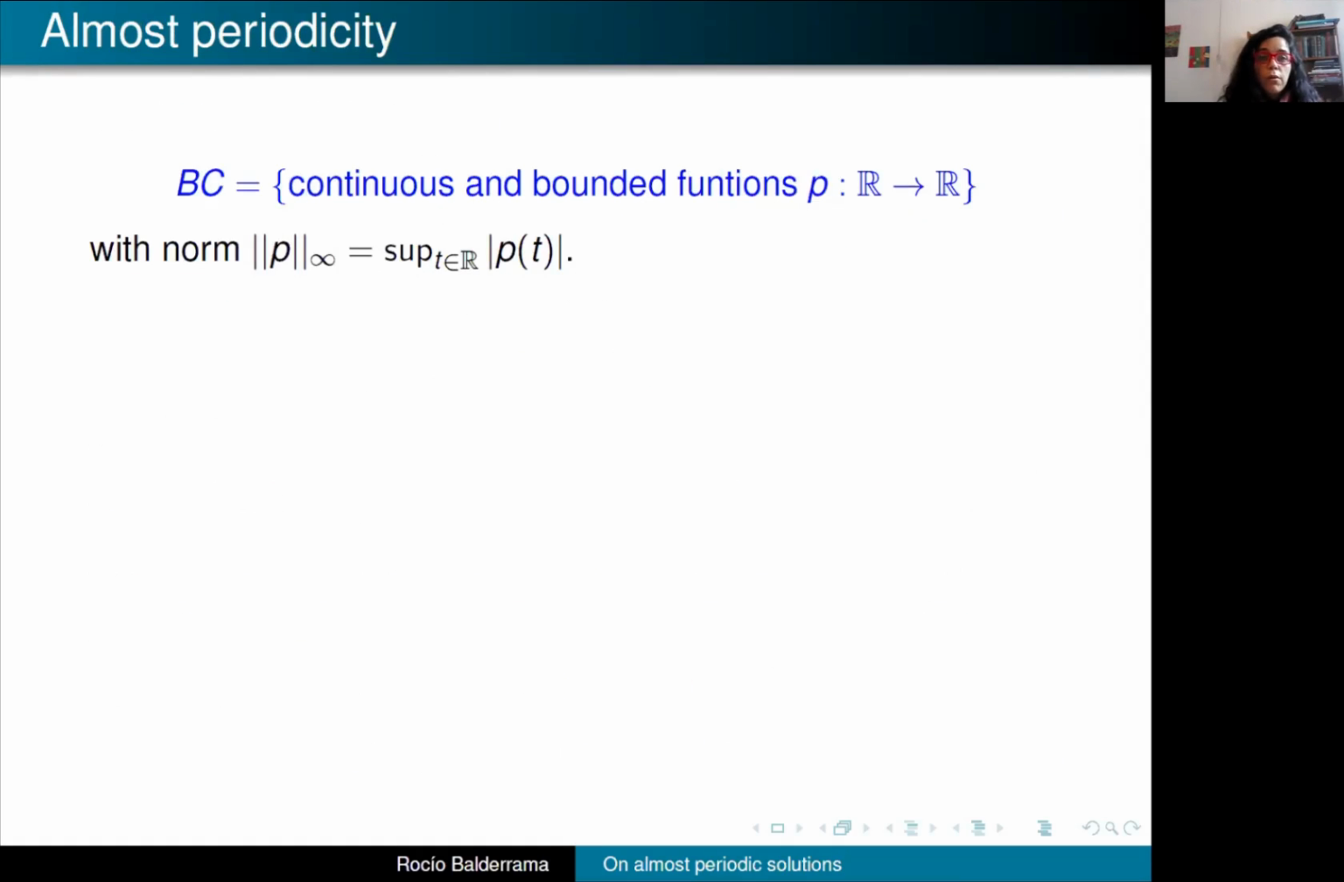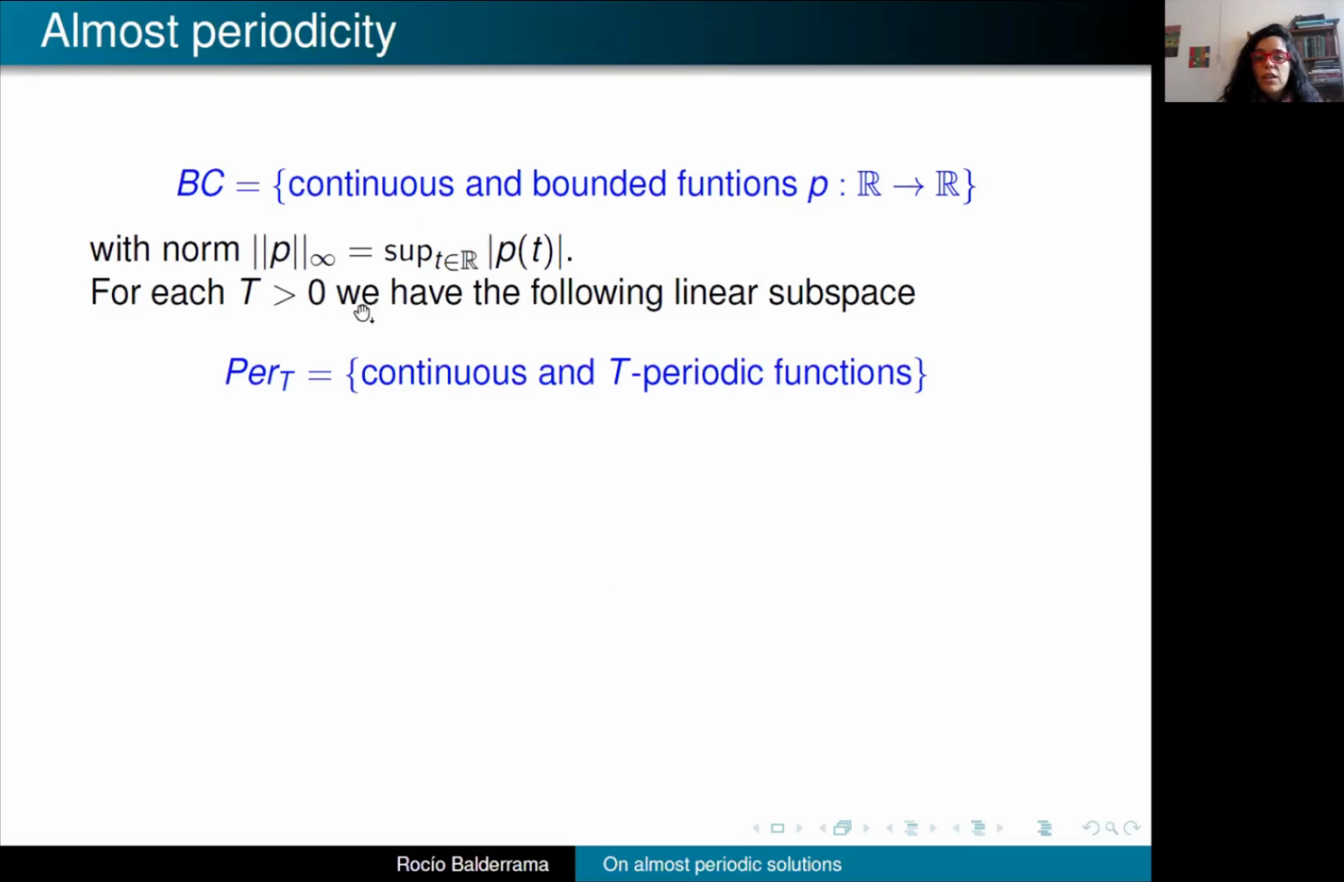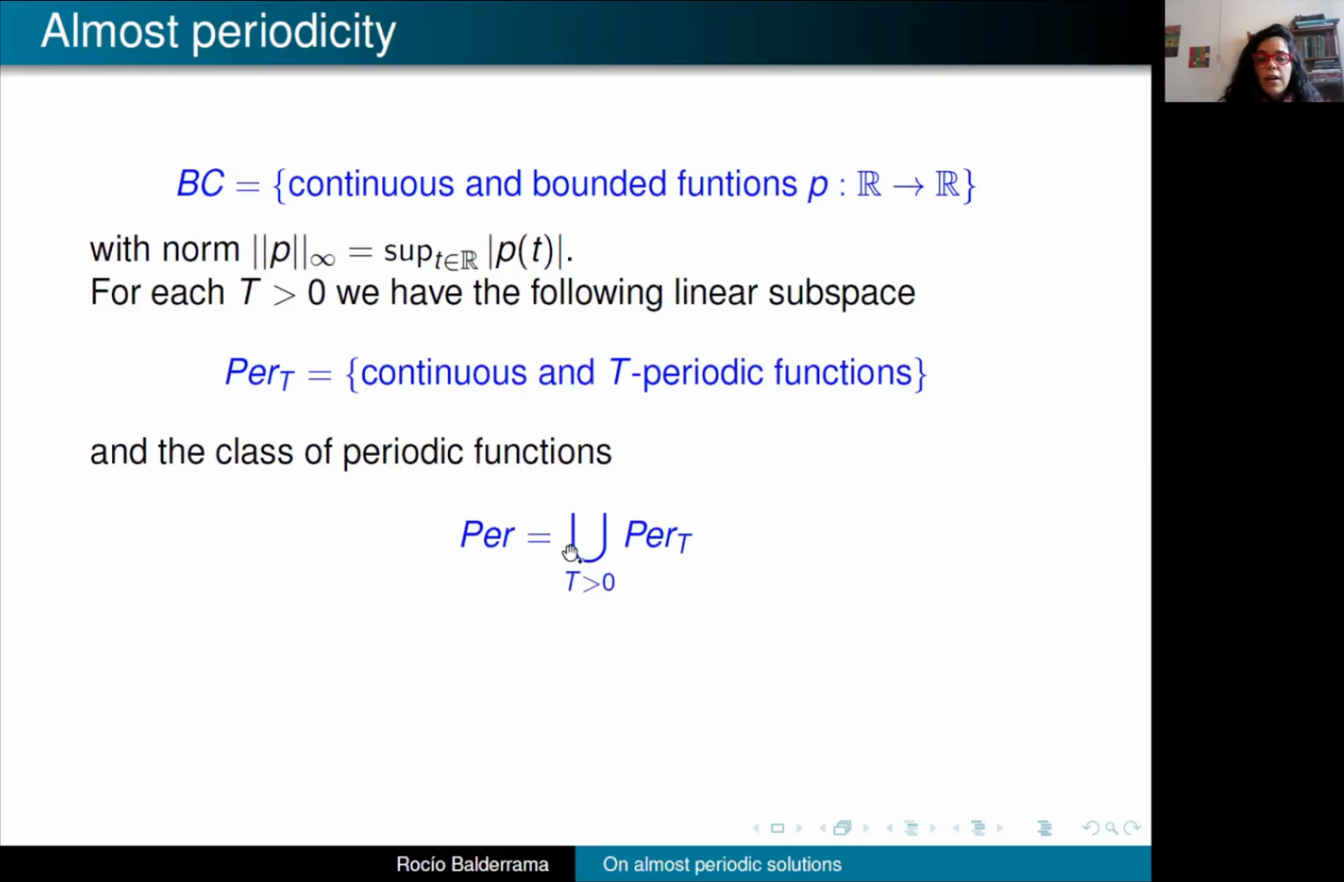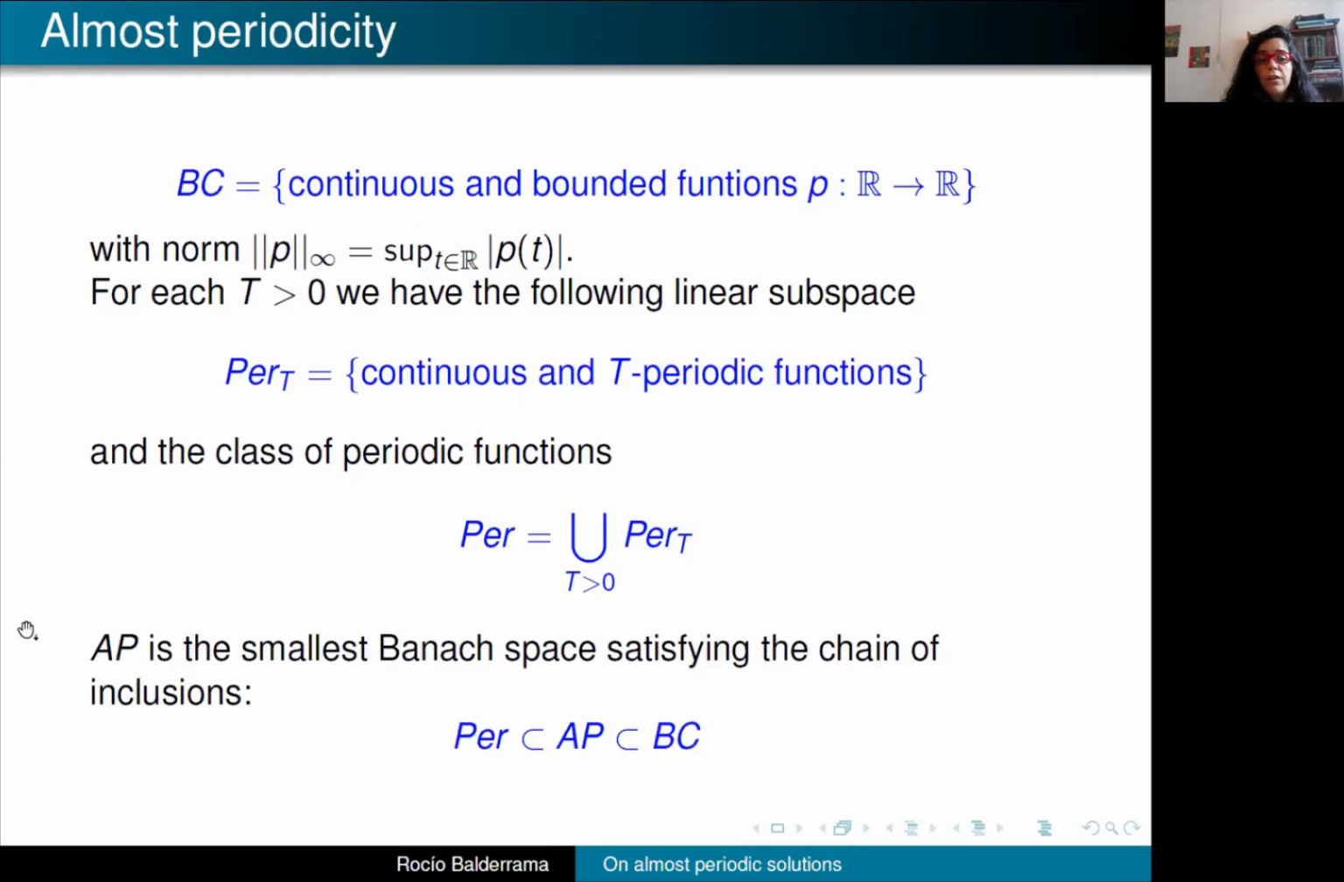So I was talking about almost periodicity, so what is almost periodicity? Well, if we consider BC the space of continuous and bounded functions with the usual norm, and for each t, we have the following linear space, the continuous and t-periodic functions. And then we have this class of periodic functions. So the almost periodic space is the smallest Banach space satisfying this chain of inclusions.